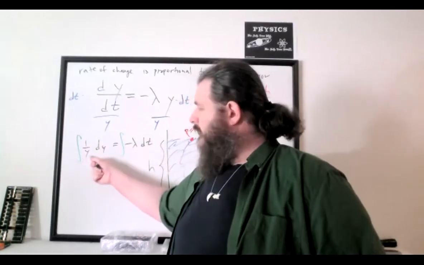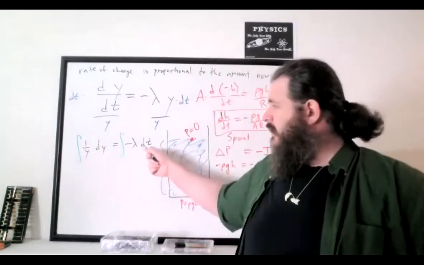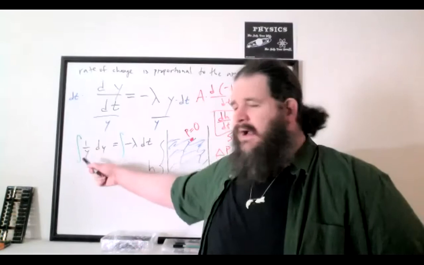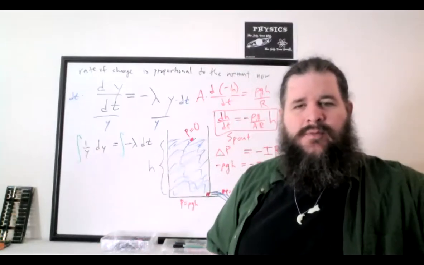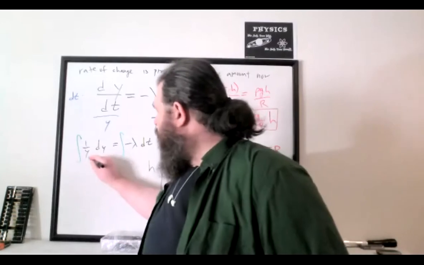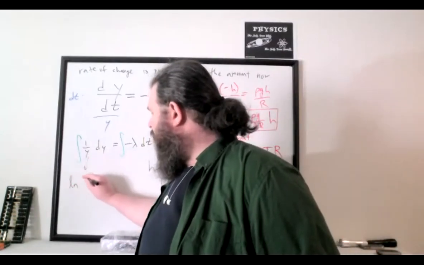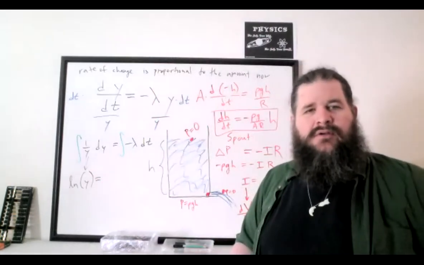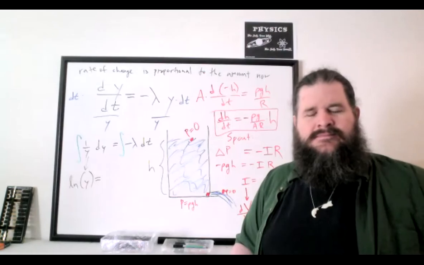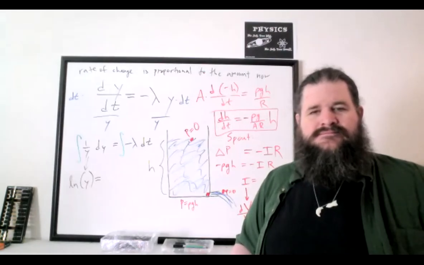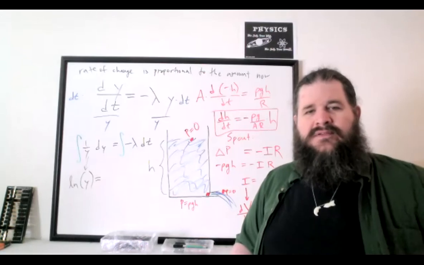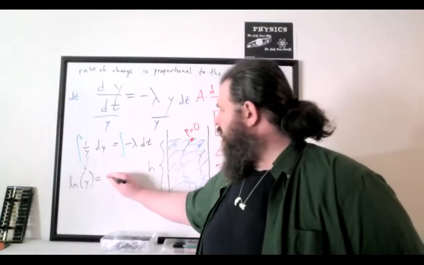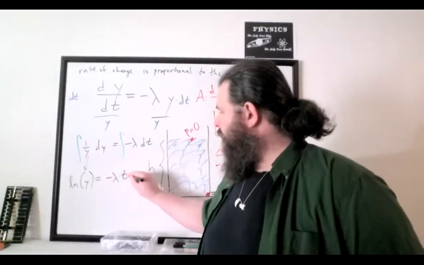And now we're just integrating a function of y with respect to y and integrating a constant with respect to t. Anyone remember what the integral of 1 over y is? Integral of 1 over the variable. Yeah, that's the logarithm. This is going to be natural logarithm of y. And negative lambda is just a constant. What's the integral of a constant? Itself times the variable. In this case, times t. So this will be negative lambda times t.